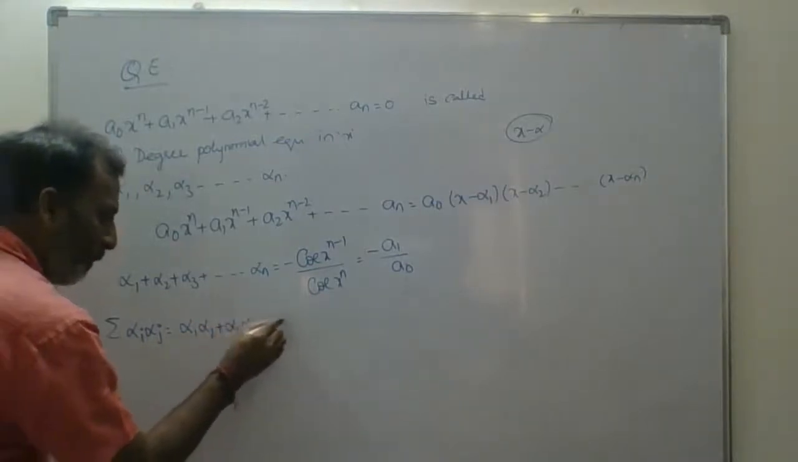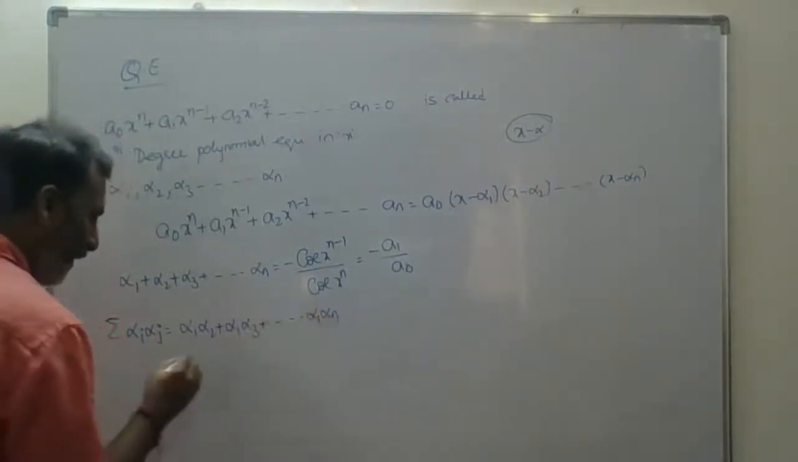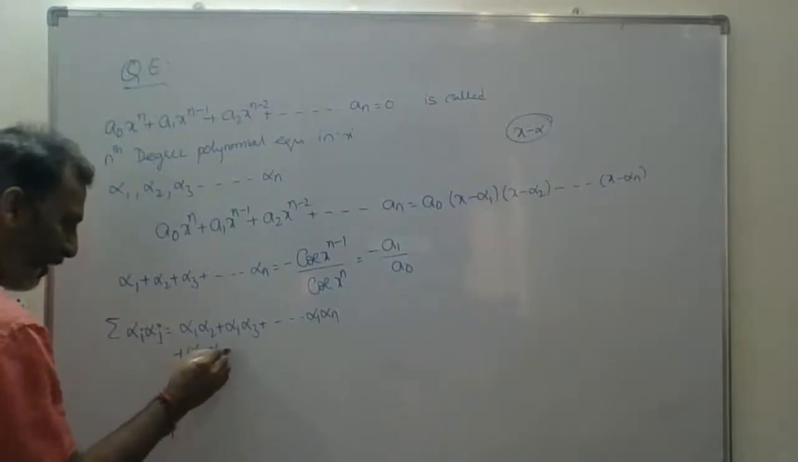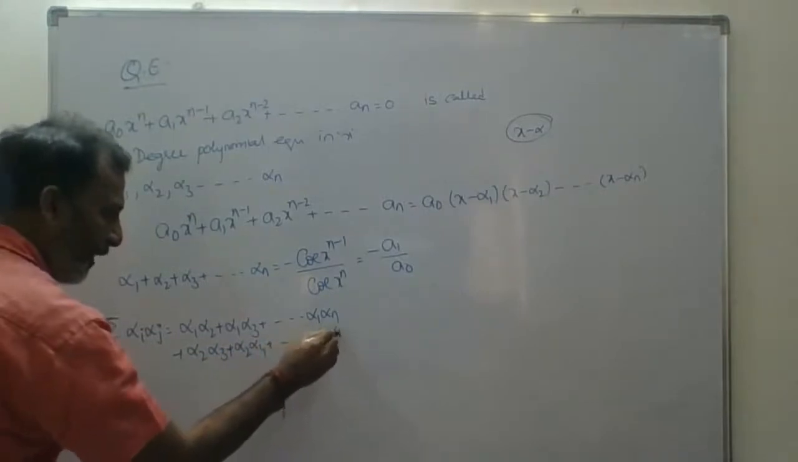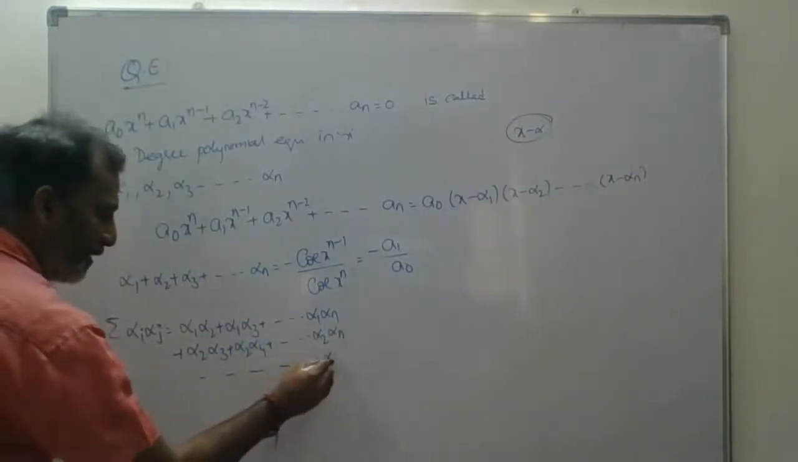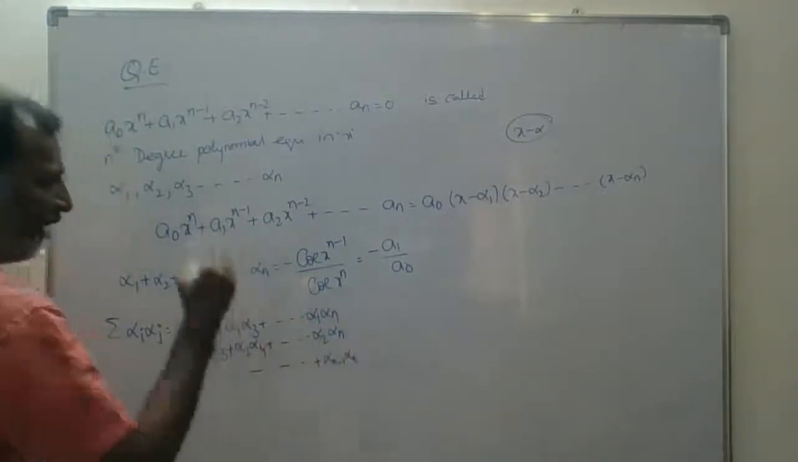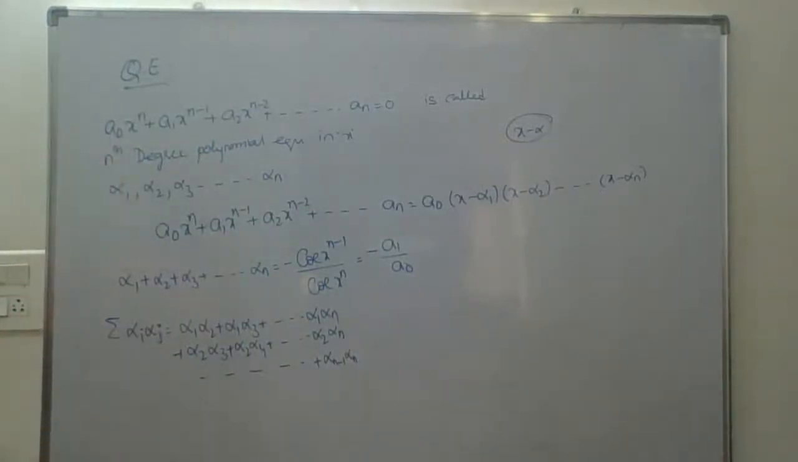alpha 1 alpha 2 plus alpha 1 alpha 3 plus so on up to alpha 1 alpha n plus alpha 2 alpha 3 plus alpha 2 alpha 4 plus so on up to alpha 2 alpha n and so on up to the last term, alpha n minus 1 alpha n. How many terms do we have? nC2. There are n roots and each time we take 2. What do we call this? Sum of the product of the roots taken two at a time.